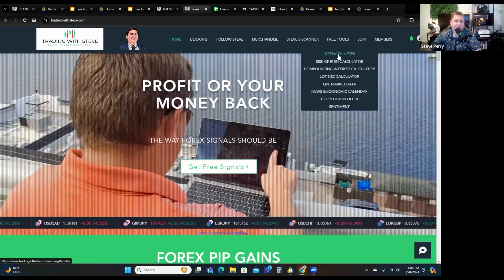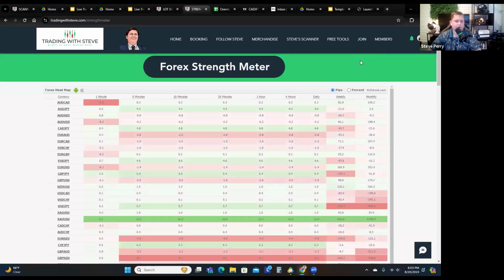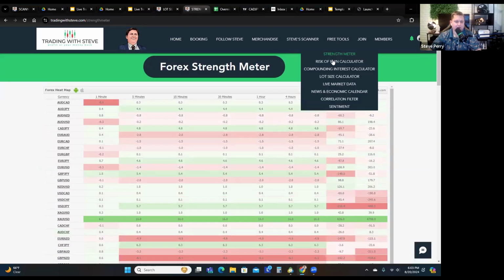But I added several things. A lot of you guys saw this morning we have this strength meter that you can use. I don't have time to go through everything because this is the overnight trading call. I just wanted to show you guys a few things that we've got here. You've got this risk of ruin calculator. We talked about that this morning.